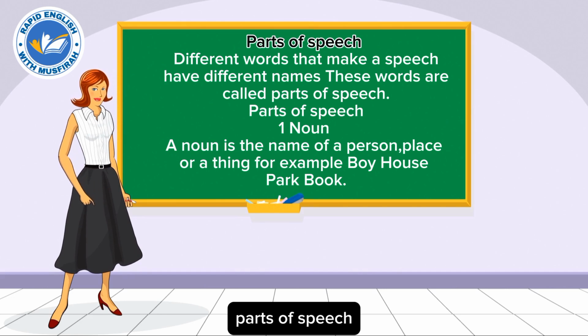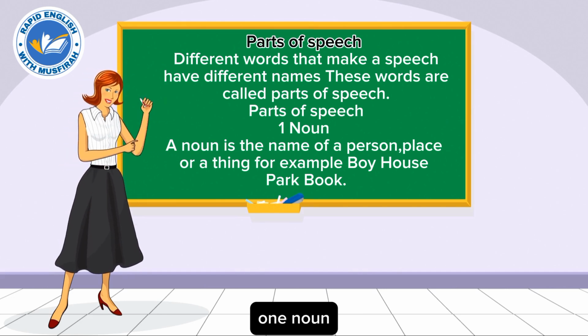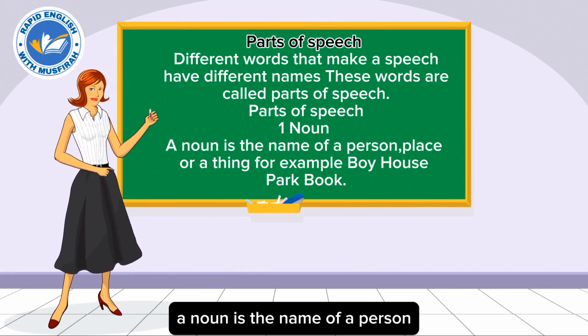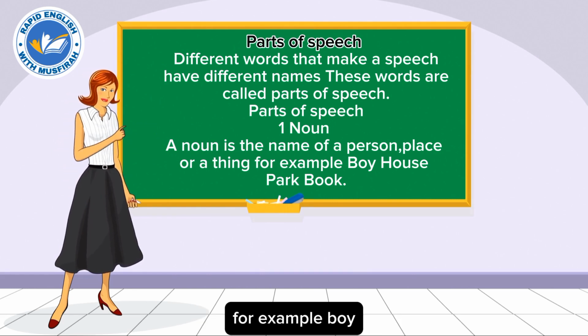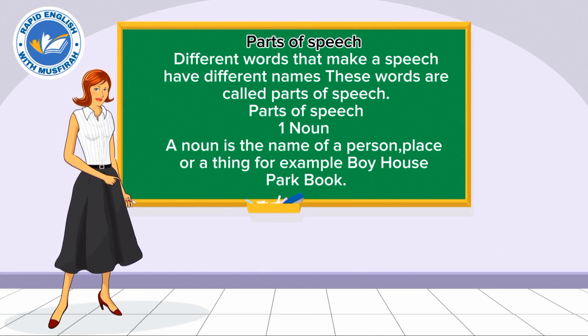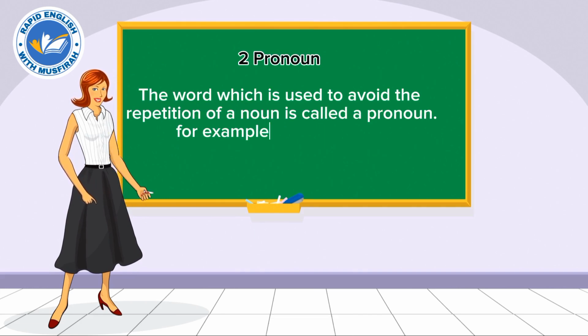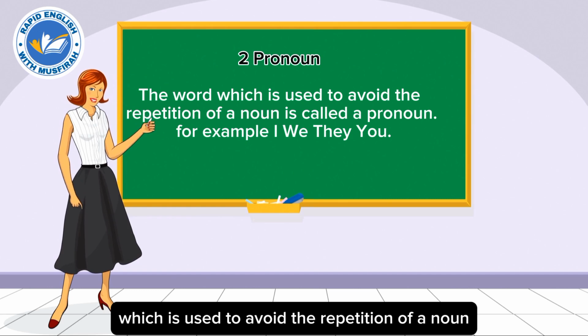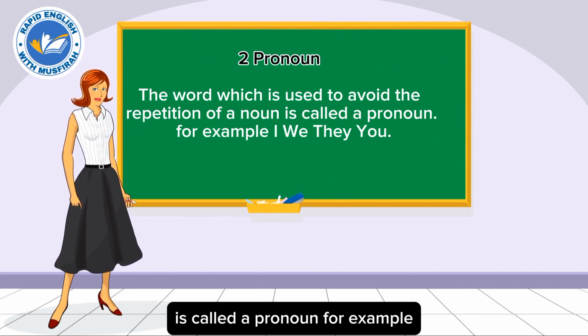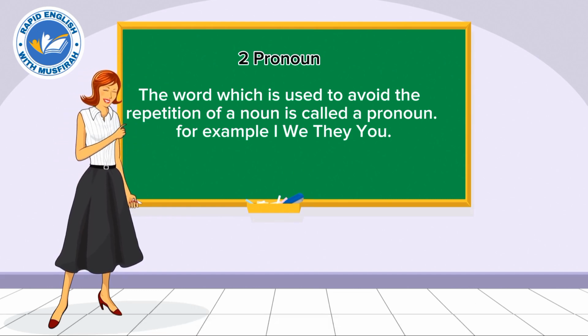Parts of speech. 1. Noun. A noun is the name of a person, place, or a thing. For example, boy, house, park, book. 2. Pronoun. The word which is used to avoid the repetition of a noun is called a pronoun. For example, I, we, they, you.